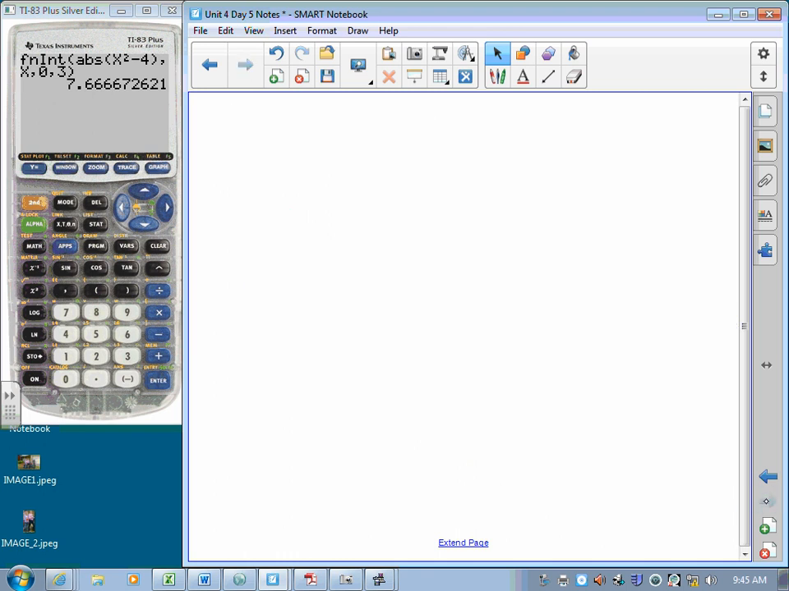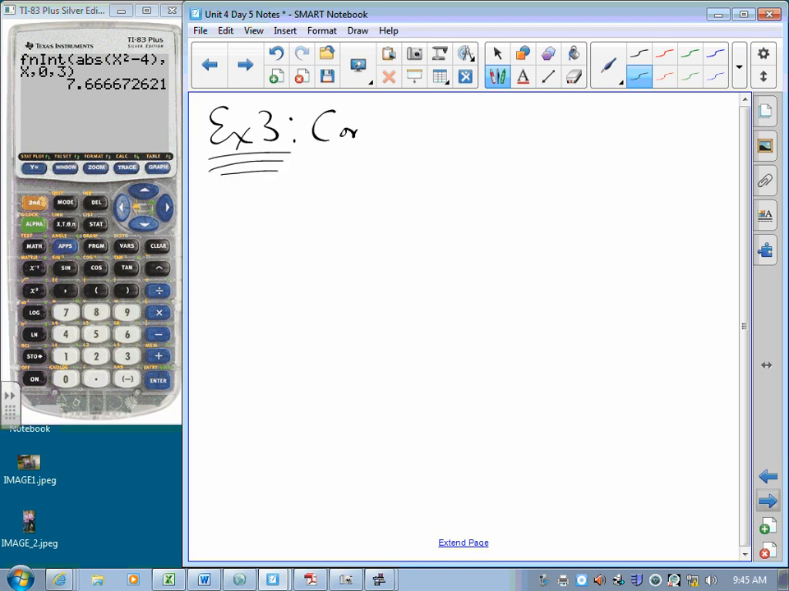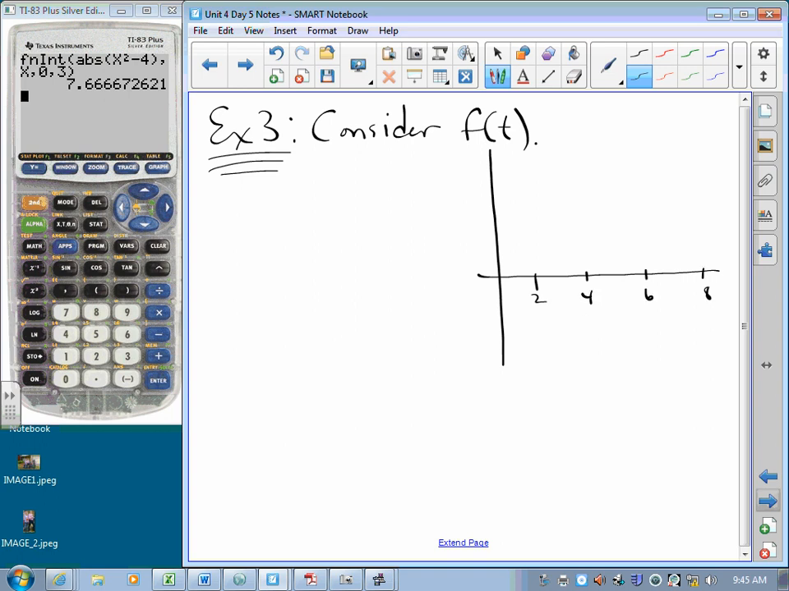Okay, so how is this going to pop up? Consider f of t. And f of t is this graph right here. 2, 4, 6, 8. Let's make it red. So that hits at 1, and then it maxes out at 3, and then it goes through 4, bottoms out at 6, comes back up to 8.